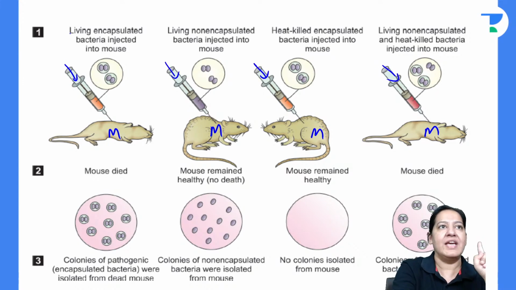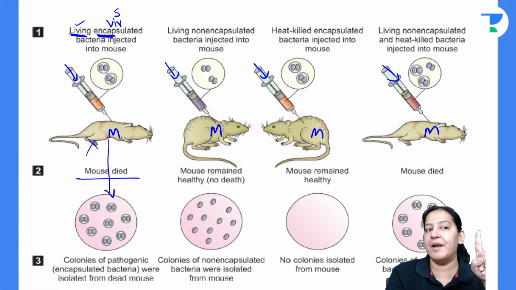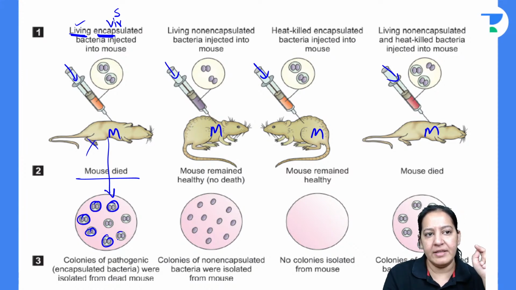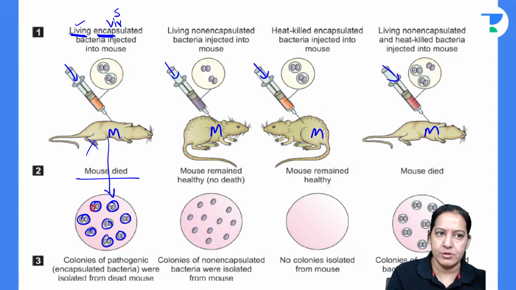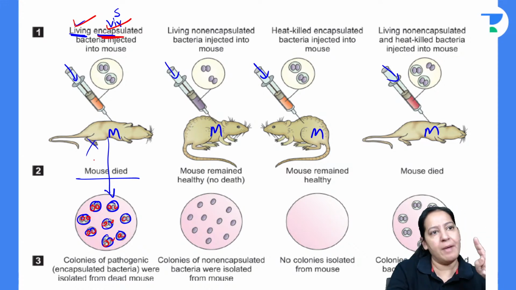In the first mouse, he has injected live capsulated pneumococcus. The live capsulated ones are virulent. The capsulated ones are the smooth ones and they are virulent. Since they are virulent, the mouse is dead after a few days. If you take the blood out of the dead mouse, you will find this. You can see all of them are capsulated, and each of them contains 2 bacteria inside. You will say, ma'am, it fits. What you are injecting, you are getting that only. You have injected live capsulated ones, and because the capsulated ones are virulent, the mouse is dead.